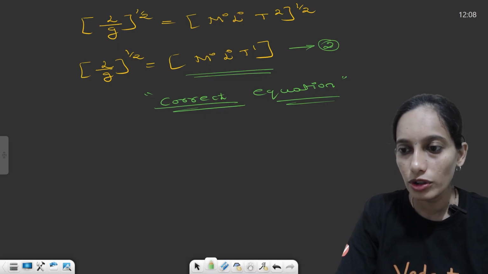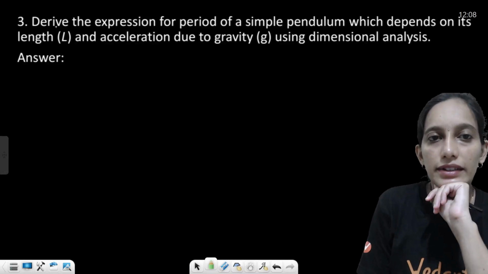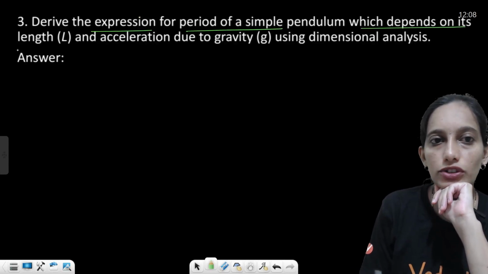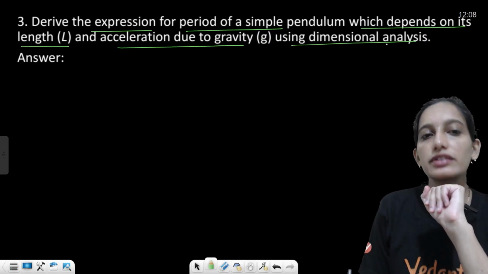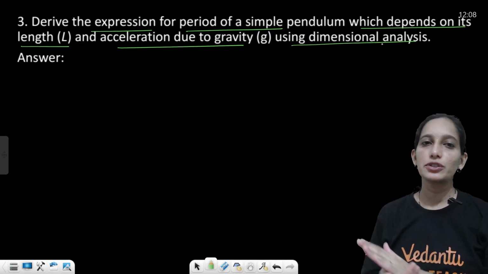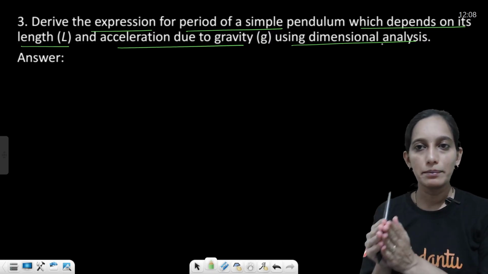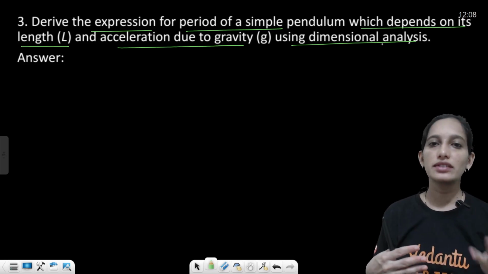We'll now move on to the next question, that is: derive the expression for the period of a simple pendulum, which depends on its length L and acceleration due to gravity G, using dimensional analysis. Okay, so this is a reverse process. In the previous question, we were given the time period of a simple pendulum and we were asked to check whether it is correct or not.